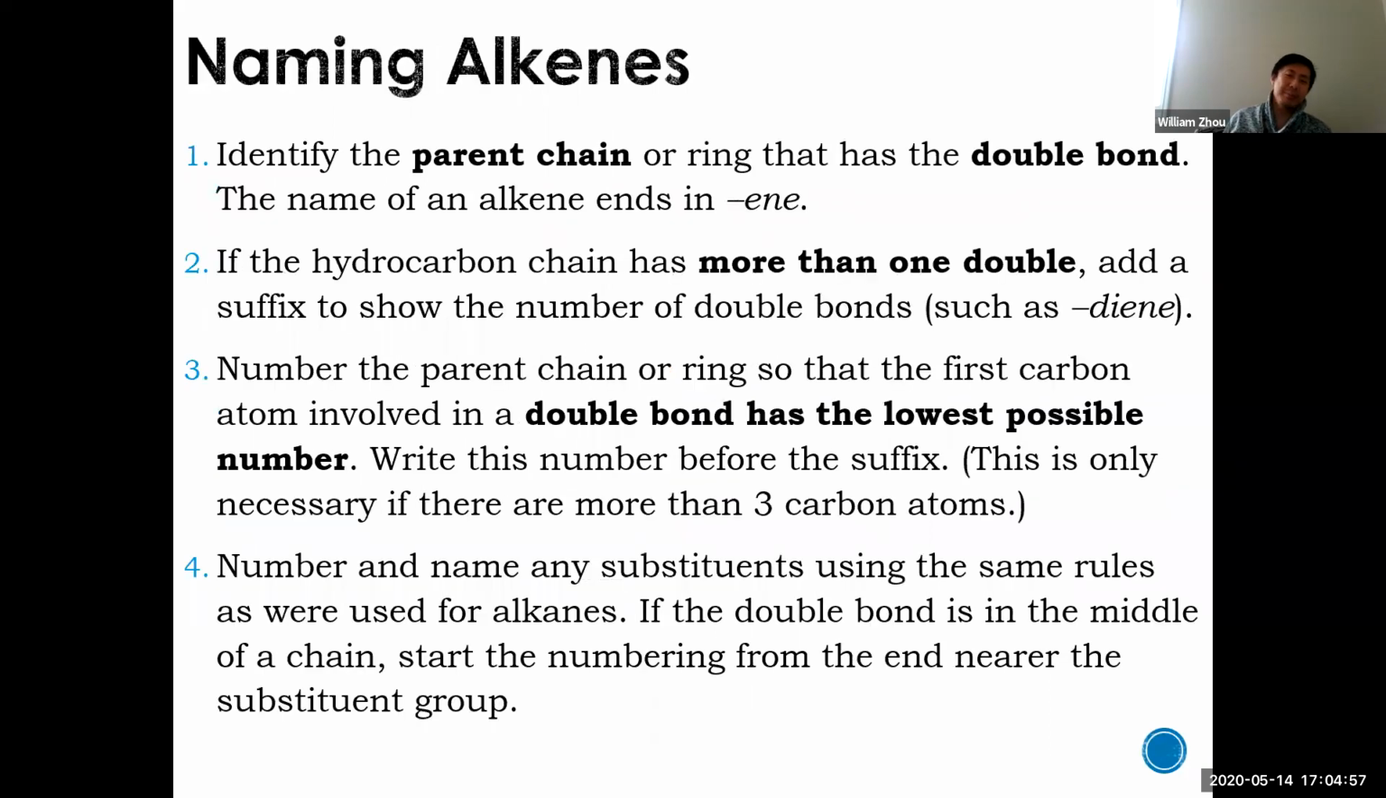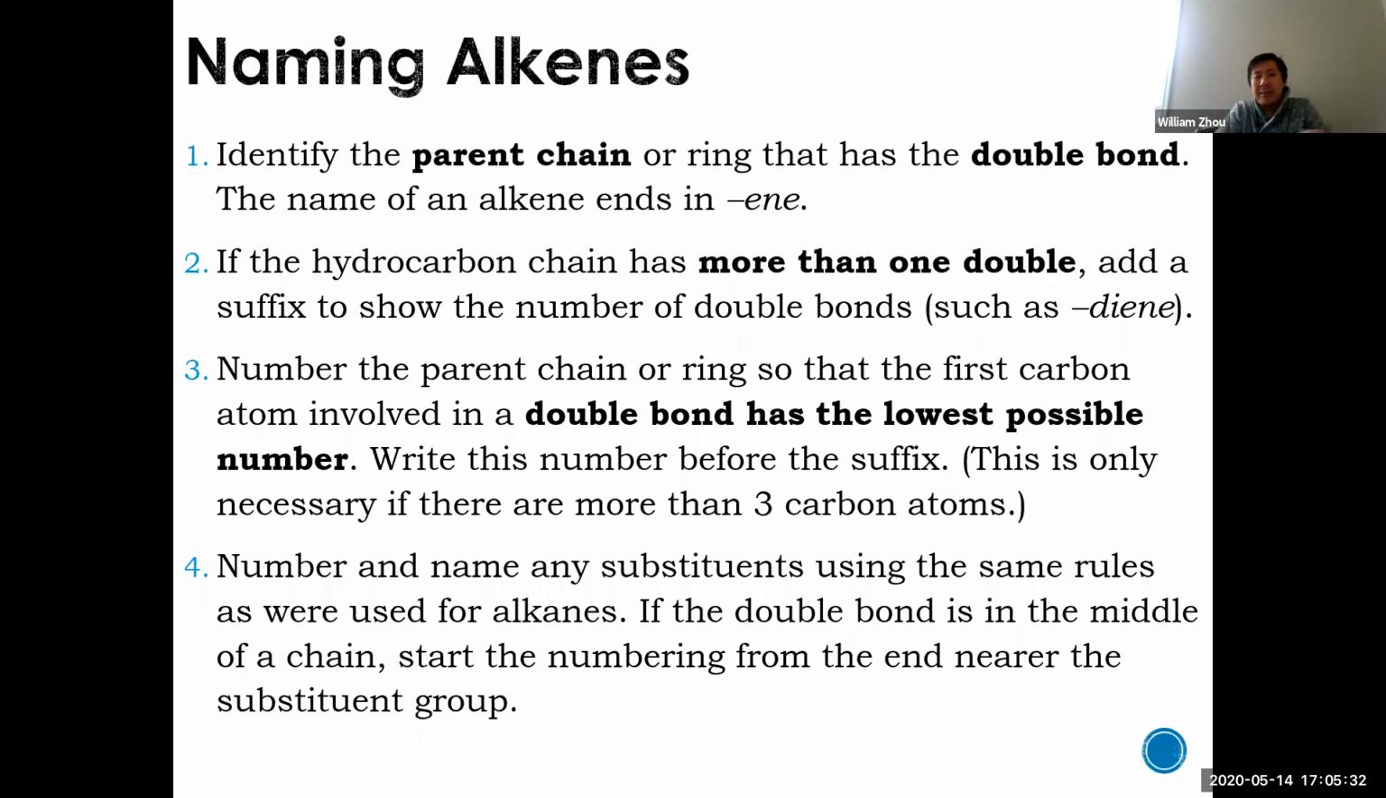So how would you name alkenes? So the rules for naming alkenes have some clear differences than alkanes, so please listen carefully. The first thing is you have to identify the parent or the ring that is considered to be the parent, okay? But that parent chain must contain the double bond. You can't just avoid the double bond and call this the parent. If it has a double bond, it better be in the parent, okay? And the name will end with E and E instead of A and E. So that's the first rule.